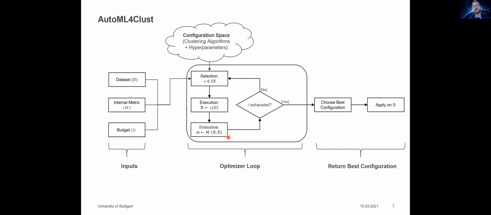These three steps are repeated until the given budget is exhausted, which means until L optimizer loops are performed. If this is the case, we choose the best configuration, which is basically the configuration that achieves the best metric value from all evaluated configurations. The shown concept here remains generic regarding which optimizer is used and which internal metric is used.